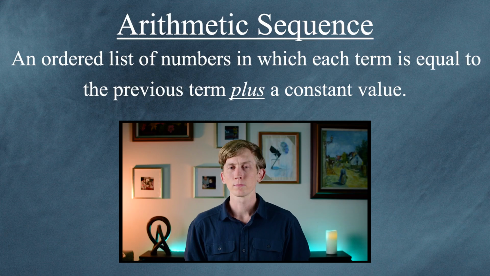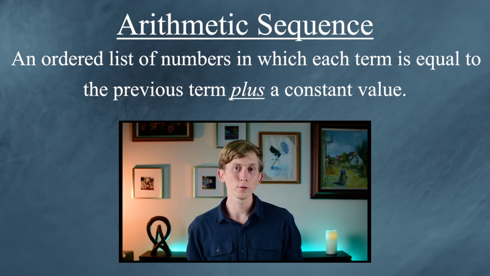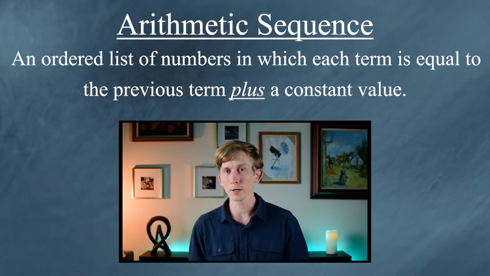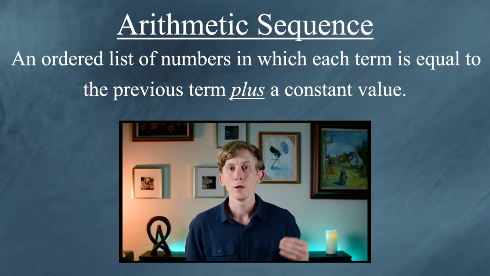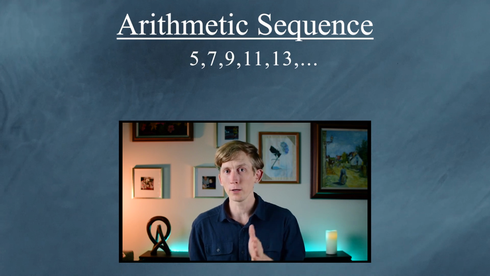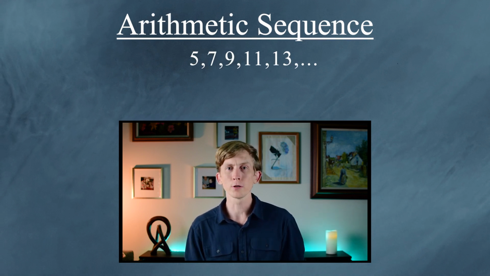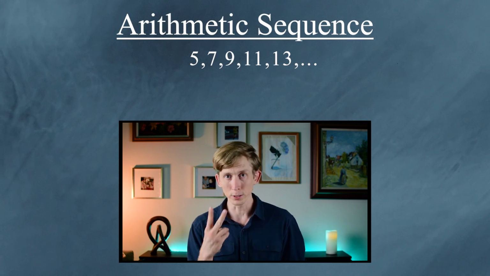To do that, I want you to make the connection to arithmetic and geometric sequences. An arithmetic sequence is an ordered list of numbers in which each term is equal to the previous term plus a constant value. For example, the sequence 5, 7, 9, 11, 13, and so on is arithmetic because each term is equal to the preceding term plus 2.